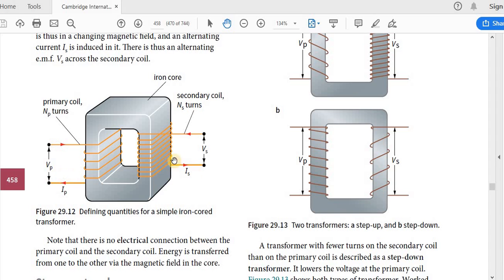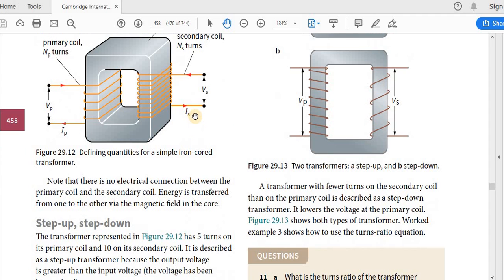Now when you switch this off, there is no induced voltage or induced current here, because this core loses its magnetism, because it's a soft magnetic material. Iron, mu metal, those are soft magnetic materials. See, no electrical connection between the primary and the secondary coil. Okay, here it's all insulated, so here nothing. Energy is transferred from one to the other via the magnetic field in the core.